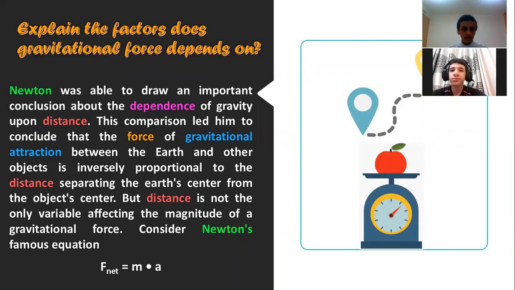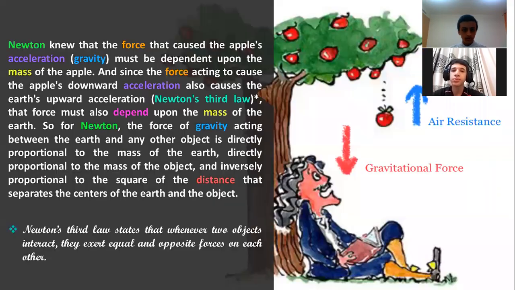Explain the factors that gravitational force depends on. As we said before, there are two factors it depends on, which are the distance and the mass. This is also related to the apple that helped Newton to think about gravity and what is the force that caused the apple to go down.